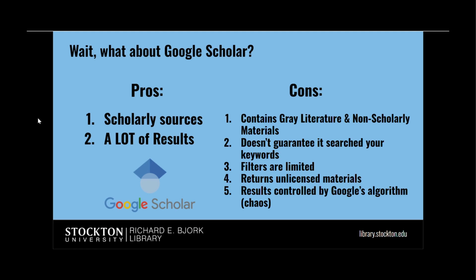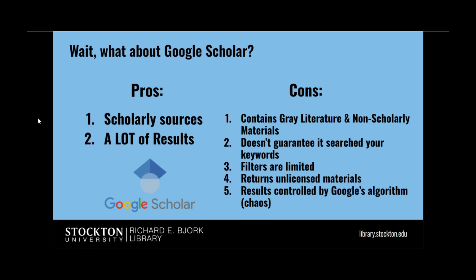It also doesn't guarantee that it searched the words you searched. For instance, if I am searching dental plaque on Google Scholar, it might not actually search that. And it's not going to tell you that it didn't search that. It might search tartar, it might search dental calculus, it might just search calculus, but you have no way of knowing. And that's a problem. The filters are very limited as well. If you've ever used Google Scholar, you probably only have about 3 filters, and that's not very useful.